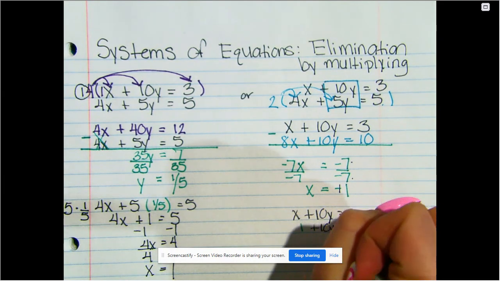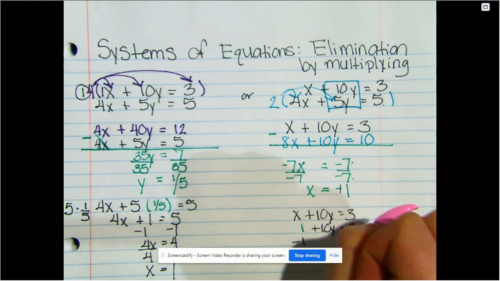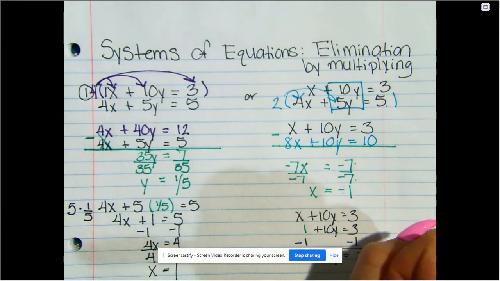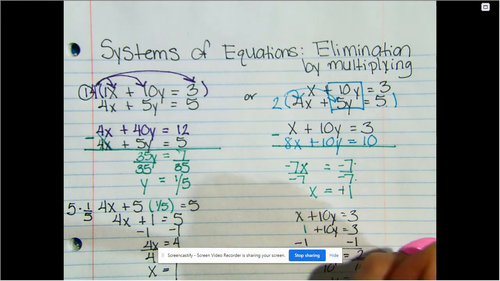plus 10y is equal to 3. Subtract 1, 10y is equal to 2. Divide by 10, and y is equal to 1/5.